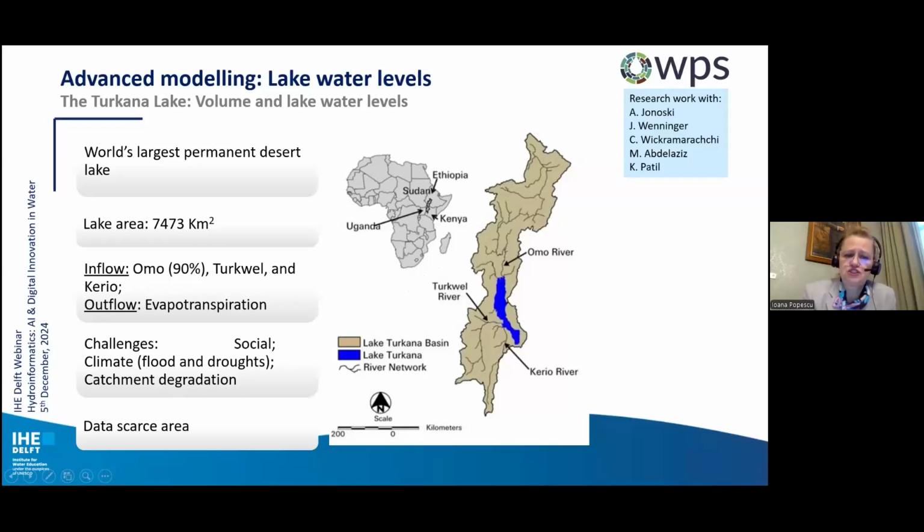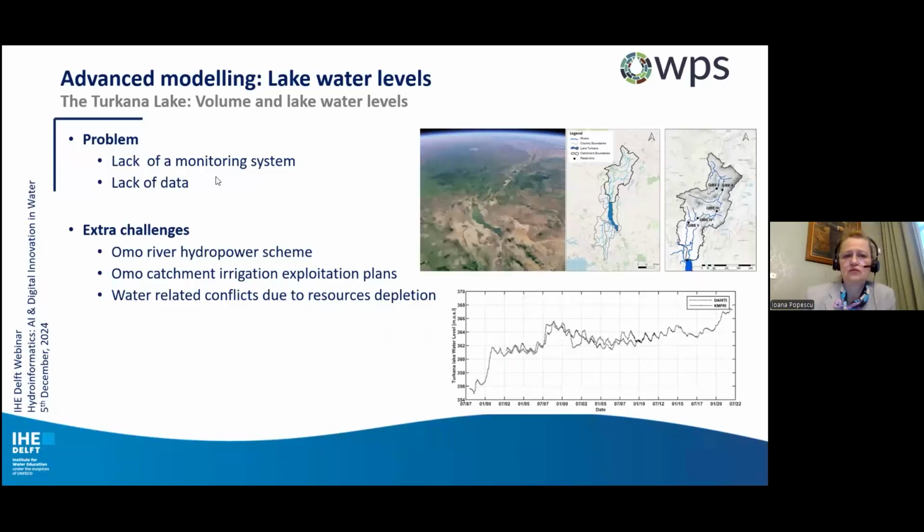There are several challenges in that area because there are social problems, conflicts for water, and climate problems, flood and drought. The main problem is that it is a data scarce area. There are hardly any data available. The main problem is the lack of a monitoring system and the lack of data. The extra challenges are that in the upstream catchment there are hydropower schemes and irrigation exploitation plans that will affect the inflow into the lake. And around the lake, in Turkana County on the west, or in Marsabit in the east, there are water-related conflicts due to resource depletion.